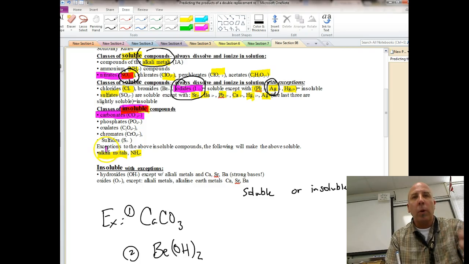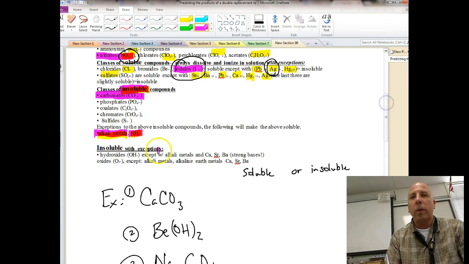Okay, so we know it's insoluble, except, let's see if there's an exception to the rule, and there is an exception to the rule, except with alkali metals and ammonia. Okay, so carbonates are insoluble except with alkali metals. So we have to ask ourselves, is calcium an alkali metal? And by looking at the periodic table, it's not. It's an alkaline earth metal, so that does not make this insoluble compound turn to soluble. So this is going to be insoluble.